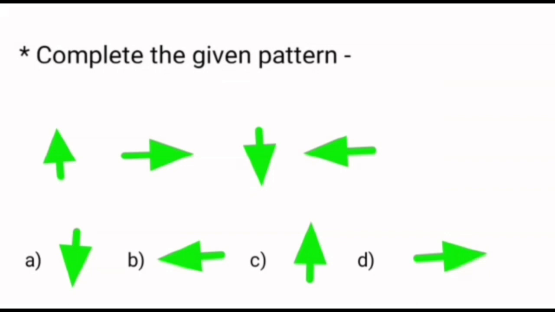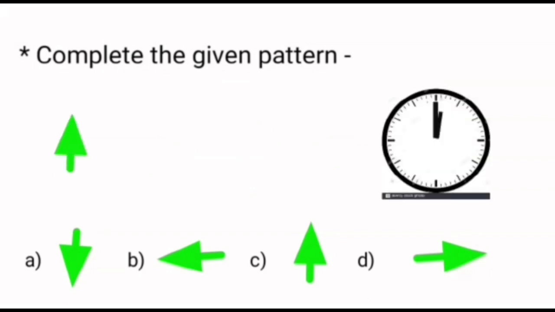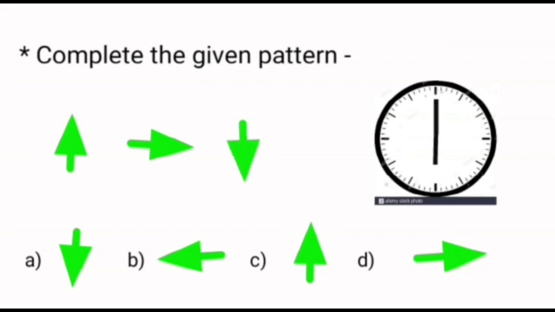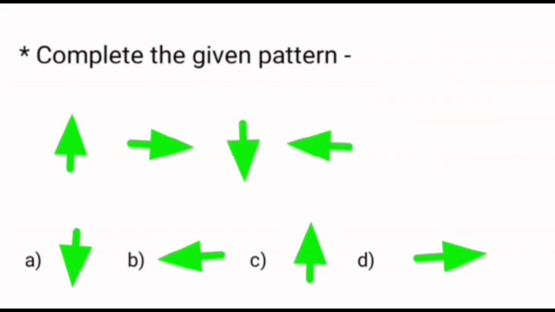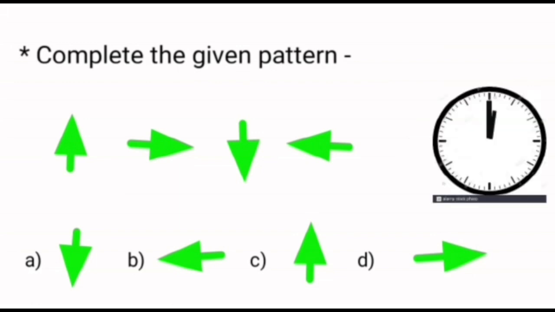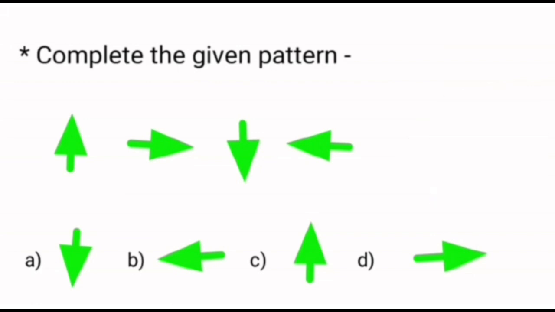Children, look at the pattern of these arrows. As we see them, we come to know that all the arrows are moving clockwise. In this way, where will be the next arrow? Yes, it will be in the upward direction. That's why we will see which option is correct.